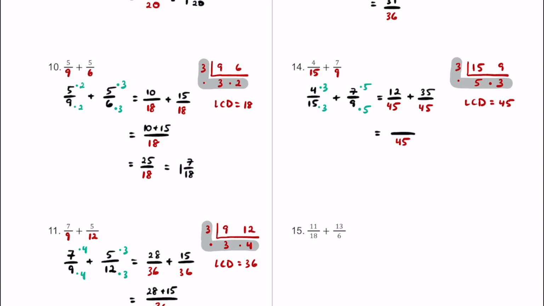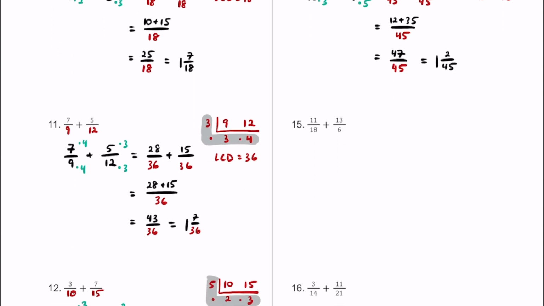So let's see, we're going to add 12 and 35. I believe that's going to be 47. So we're going to write 47 over 45. And 47 is prime, so it has no common factors with 45 here. But we could write this as a mixed number if we want to, and say this would be 1 and 2/45ths. So either one of these would be good final answers.